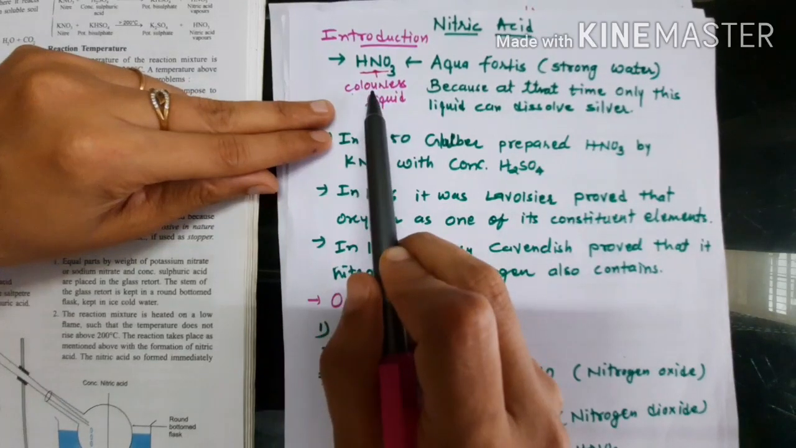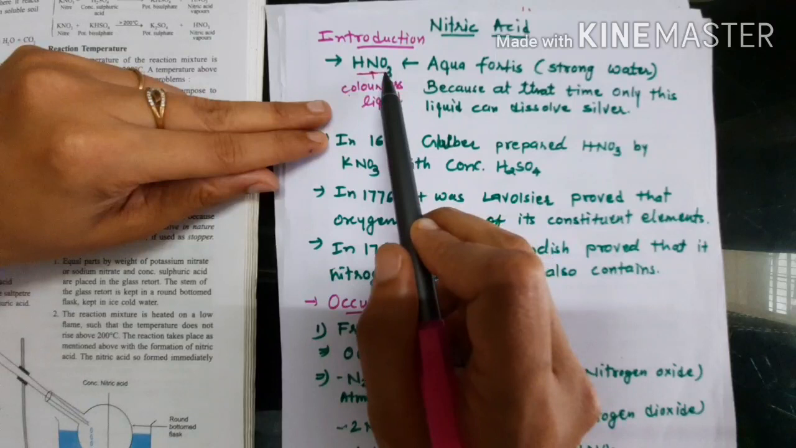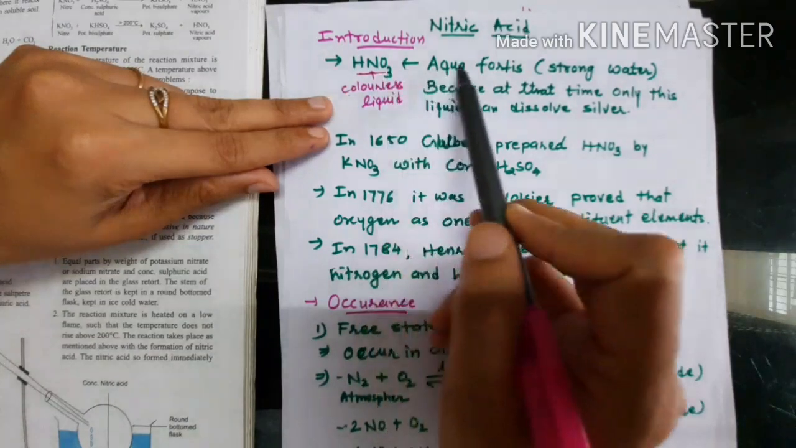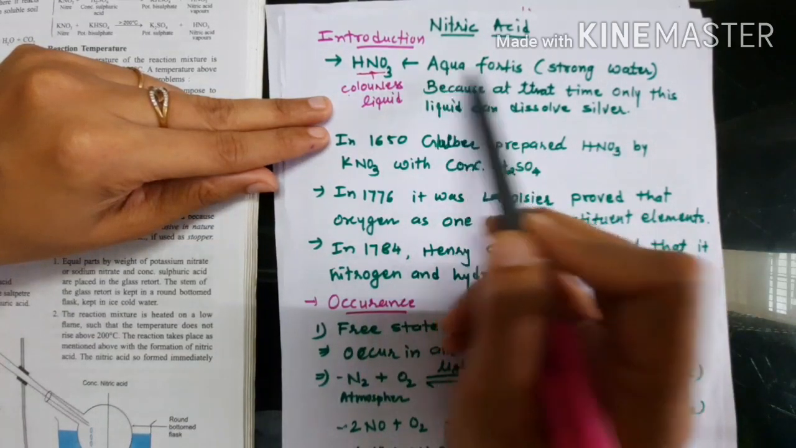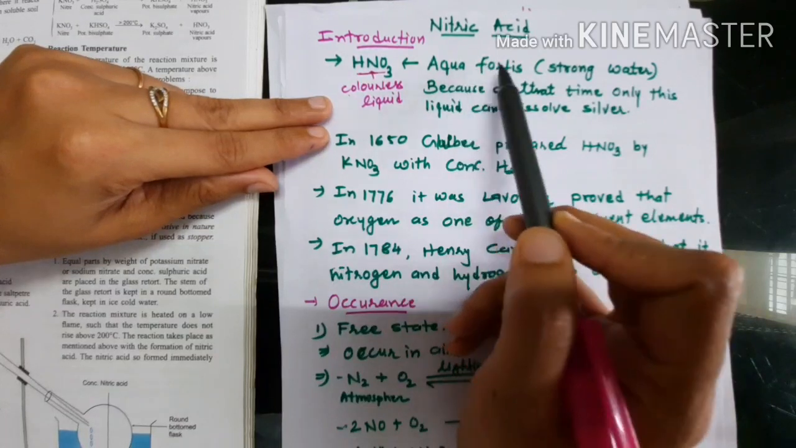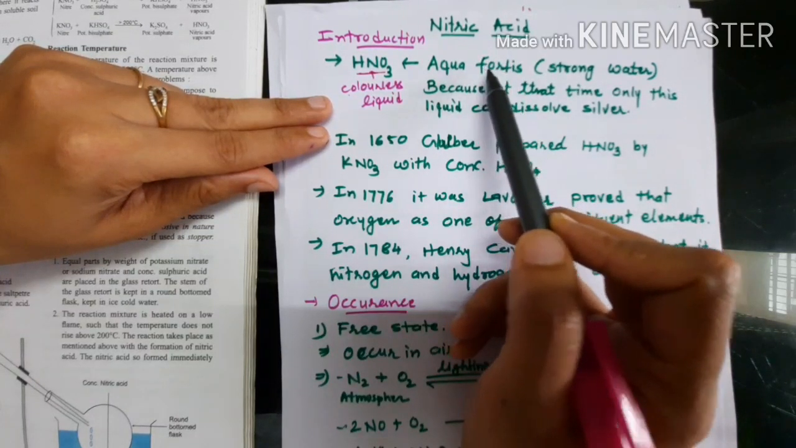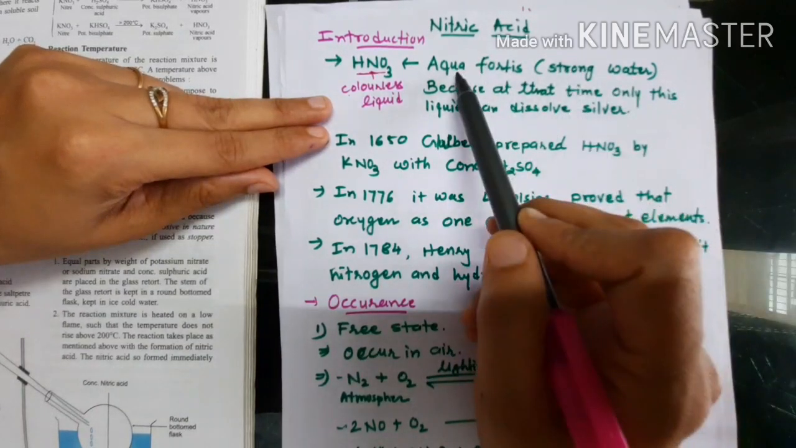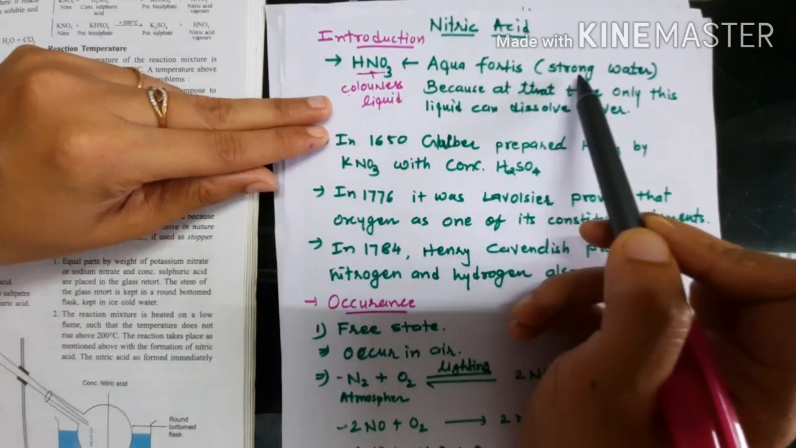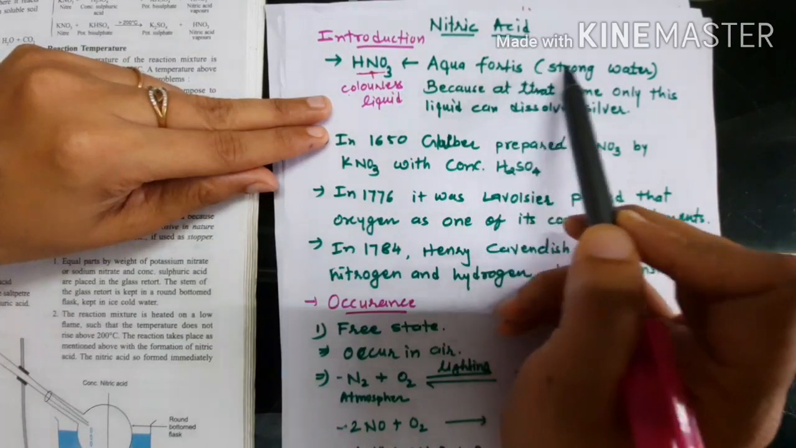In earlier times, when nitric acid was discovered, it was known as aqua fortis. Why is it aqua fortis? What is the meaning of aqua fortis? It means strong water: aqua means water, and fortis means strong. So at that time it was known as aqua fortis.